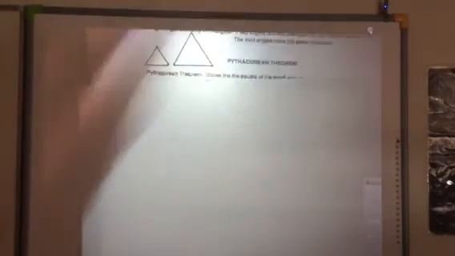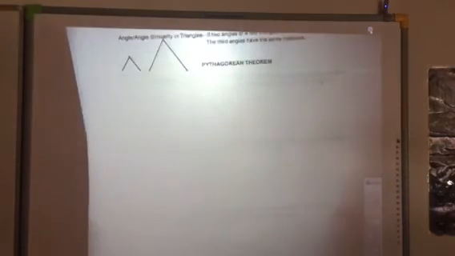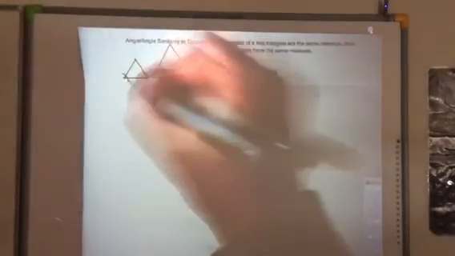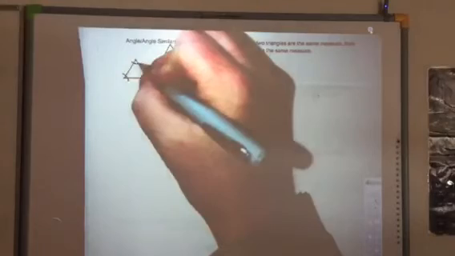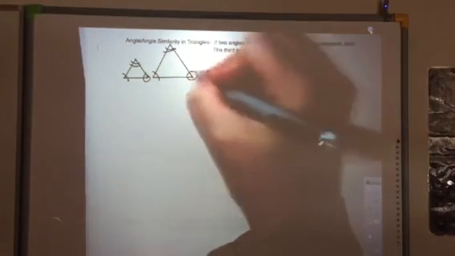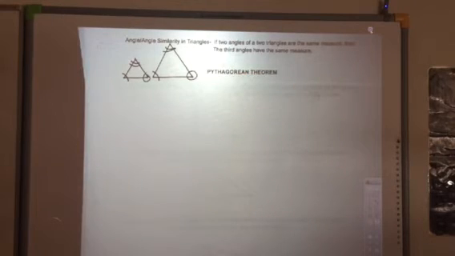Angle similarity says if two angles of two triangles are the same measure, then the third angle will have to be the same. So if this angle and this angle are the same, and this angle and this angle are the same, that means that this angle and this angle have to be the same because both triangles have to add to 180 degrees. So that is angle similarity. Basically, if you want to see if two triangles are similar, if they have two angles of the same measure, they are, because that third angle has to be the same measure.